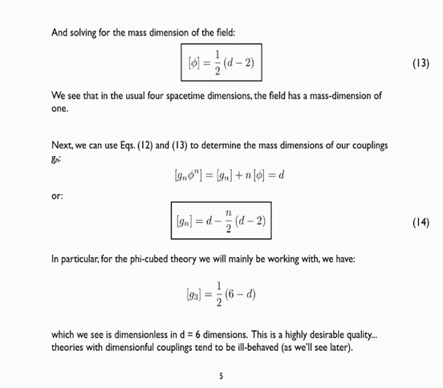And you see that if I choose d equals 4, this guy is going to have a mass dimension of 1. However, if I work in 6 dimensions, this guy is dimensionless. And it turns out that dimensionless couplings are a very, very desirable quality in a theory, because right off the bat, you can look at a theory and say, uh-oh, I'm in for some trouble. And we'll see why.